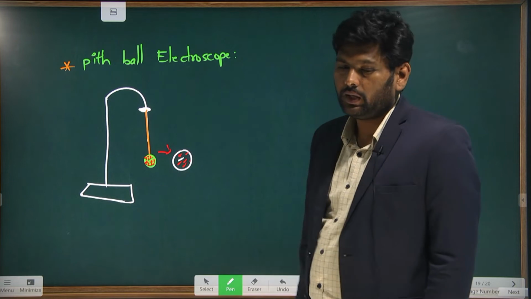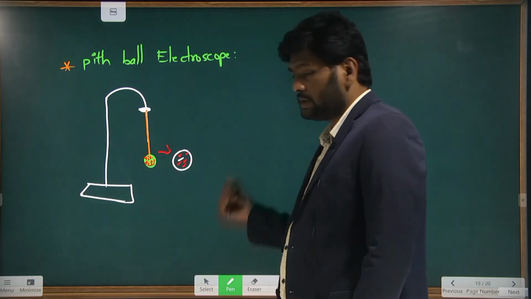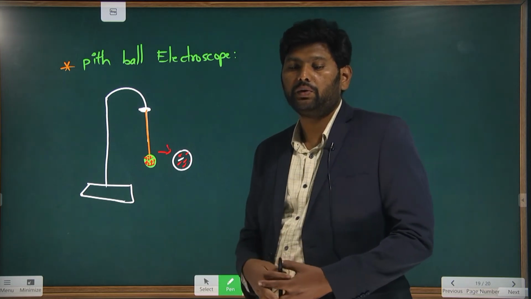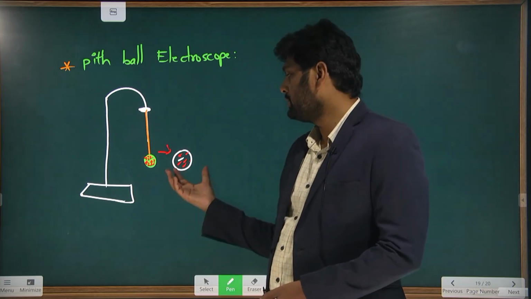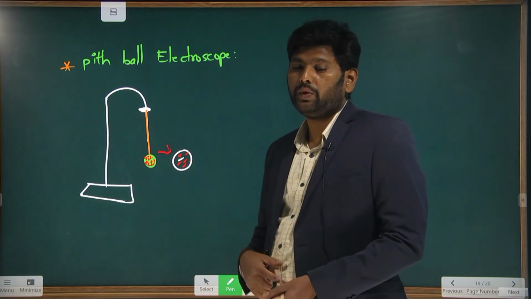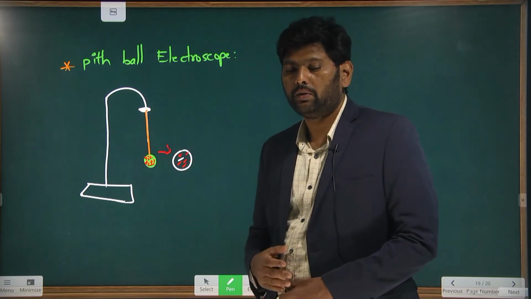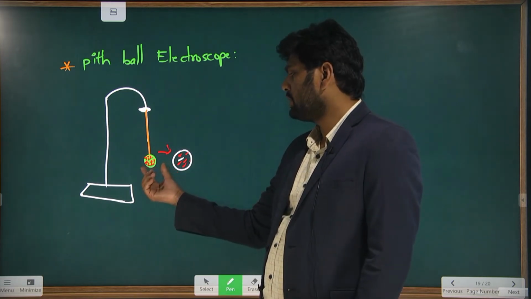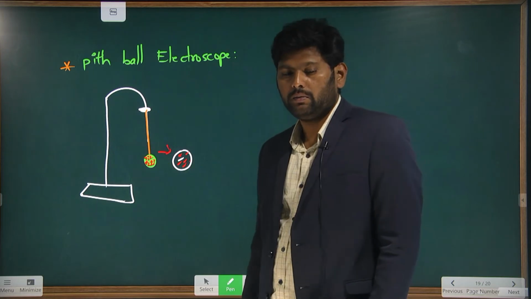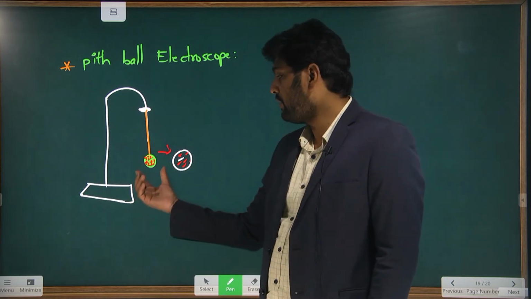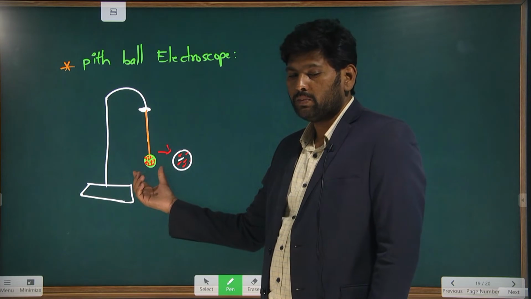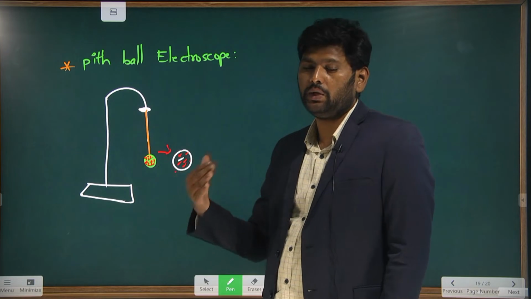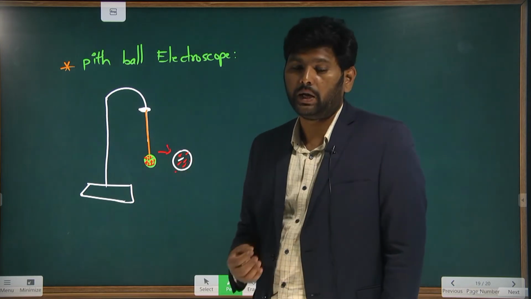So we can conclude that when the pith ball is moving toward this body, the object has a negative charge. How can you say the object has a negative charge? Because as you know, this pith ball already has a positive charge. When the pith ball with positive charge is attracted to this body, it is indirectly telling you this body has negative charge.